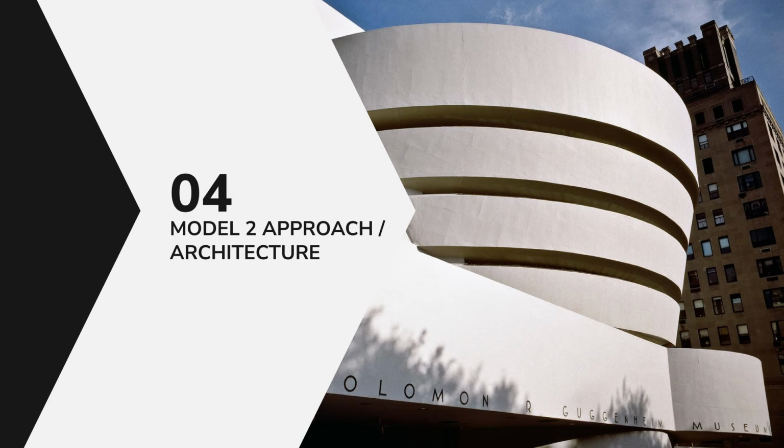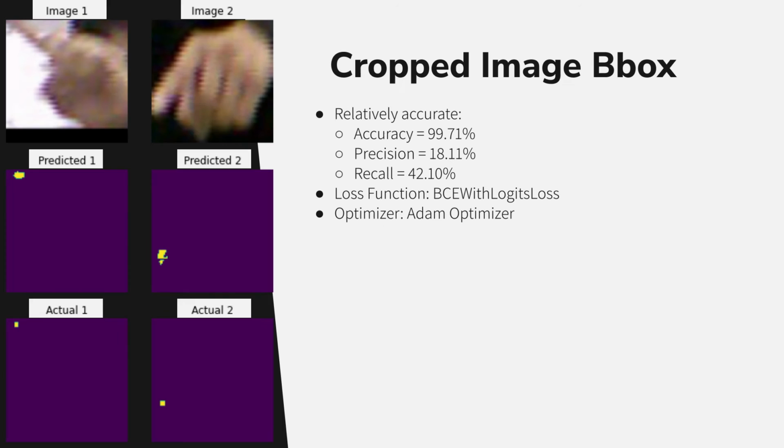Now that we have our bounding box of the hand, it's time to move on to Model 2, where we get our fingertip coordinate. To do this, we tried three different architectures. The first method we tried was the cropped image bounding box. This one takes in the cropped image and the cropped mask, and it outputs the pixel level segmentation of which pixels are the fingertip and which ones aren't. This one's results were a little too false positive for our liking. As you can see, the masks for the predicted ones are far larger than the actual result.